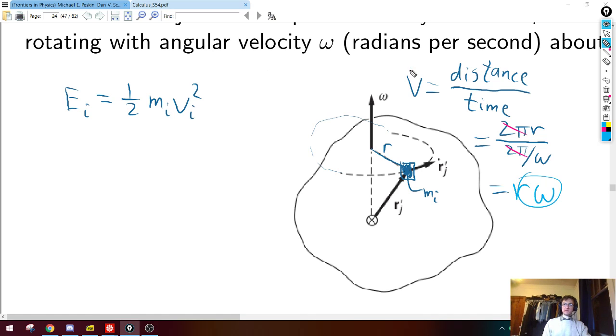So this is something worth memorizing if you take physics. For an object moving in a circle, going at omega radians per second, its velocity in meters per second is just the radius in meters times omega in radians per second. So the units work out. The left side is meters per second, the right side is meters times radians per second, and we know radians are dimensionless, right?